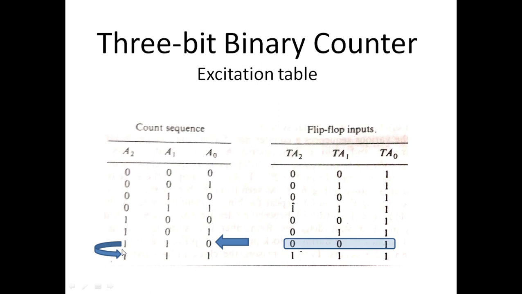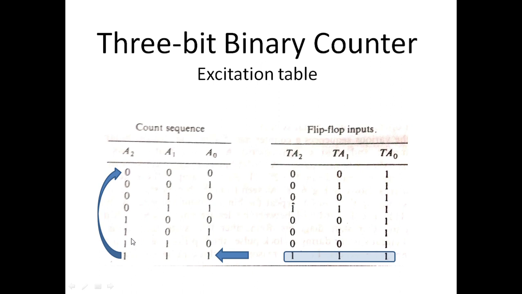So we have to move the current state. When the current state is this one, we would like to move back to the initial state, which is 0, 0, 0. To do that, we have to toggle this state because we want to change it to 0. We want to change the state of this flip-flop to 0.